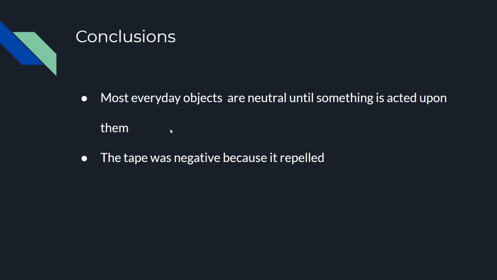My conclusion was that most everyday objects are neutral until something is acted upon them. We know that from Newton's law, and we can see that we can induce poles in something because they need an interaction within our universe in order for them to move or change its E field or charge. And we know the tape was negative because it was repelled by the pin. The charges did not attract each other.